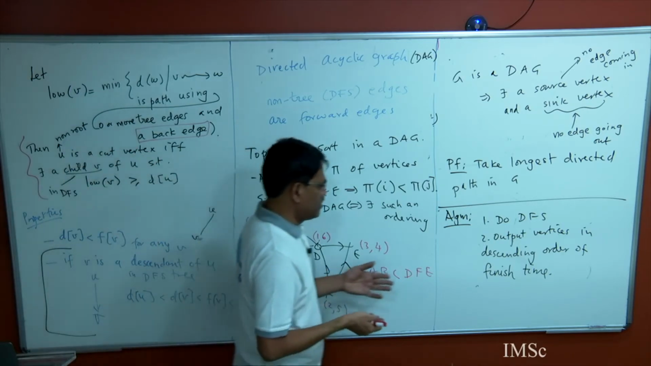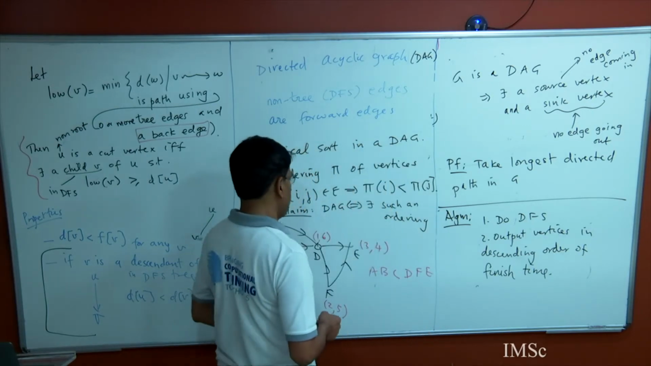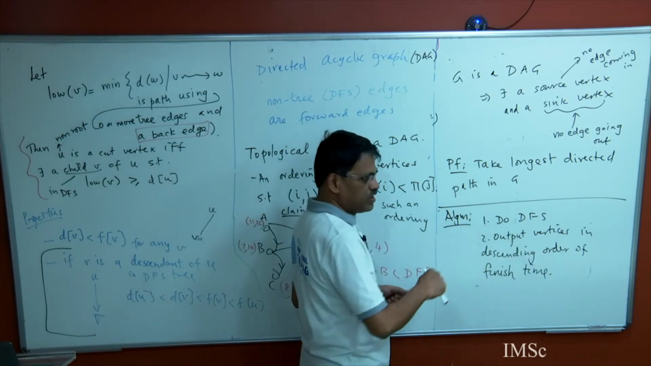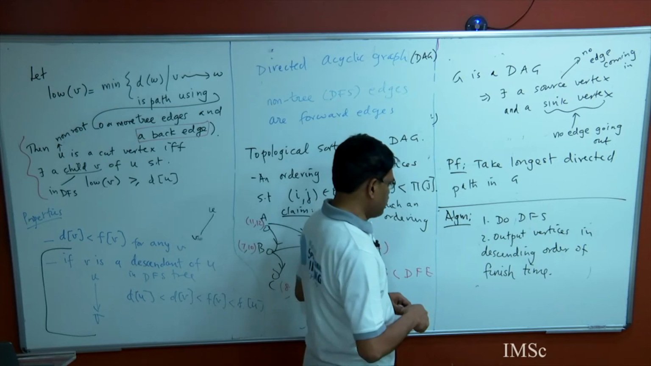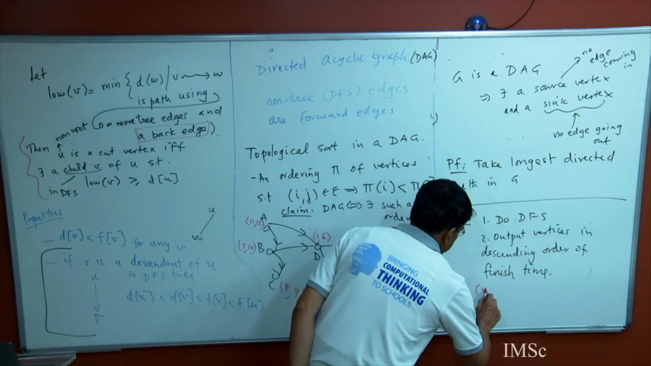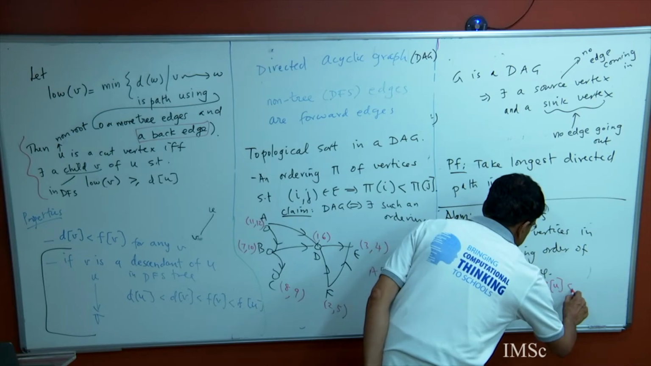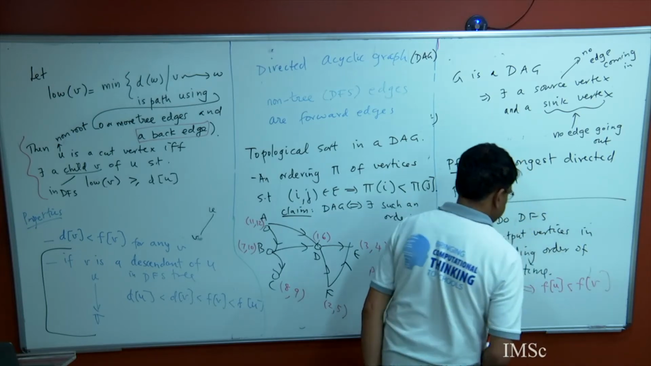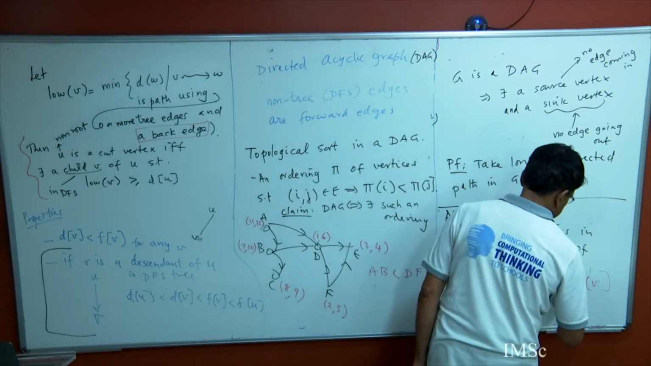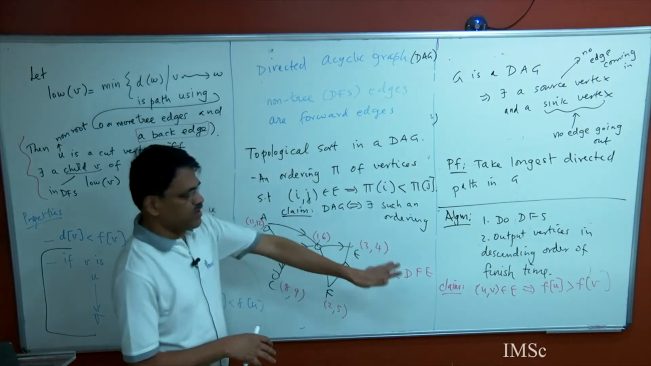And so why is this correct? Well, what do I have to prove? The claim is that if UV is an edge in the graph, then the finish time of U is strictly greater than the finish time of V, because I'm doing it in decreasing order. Then only it will go from left to right.